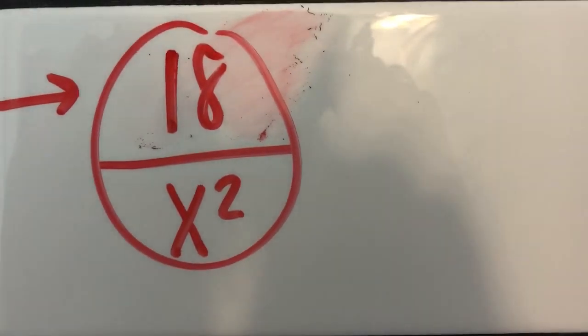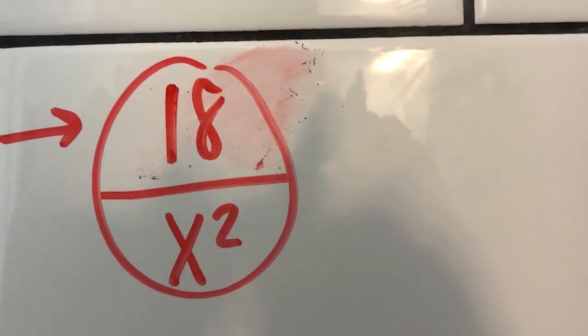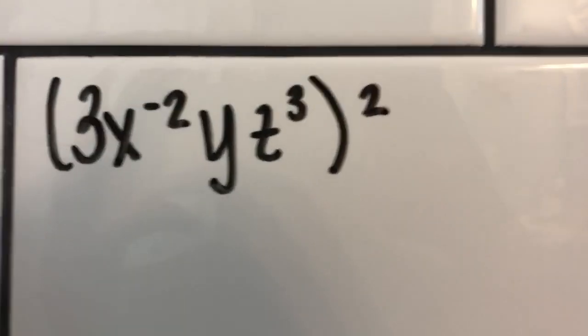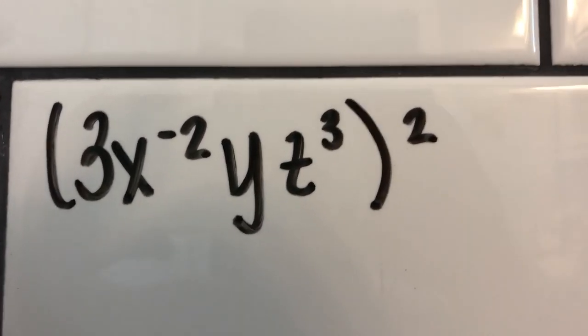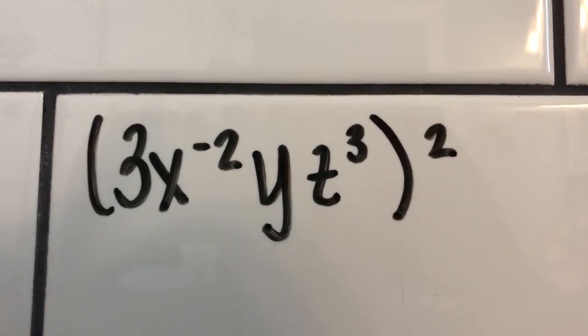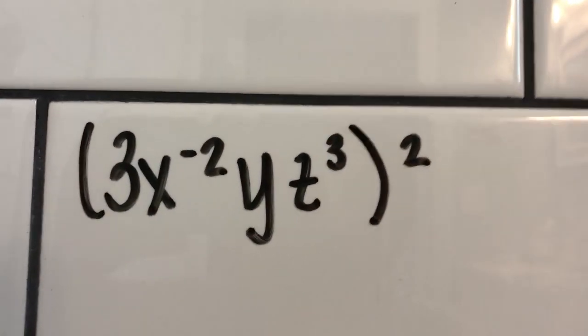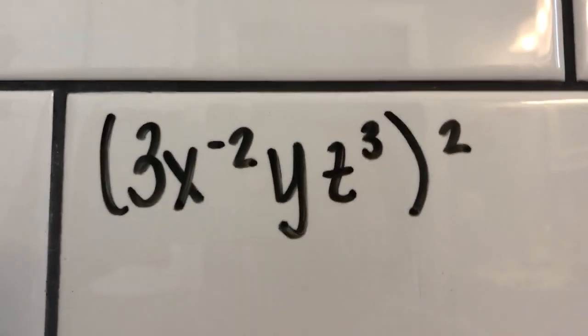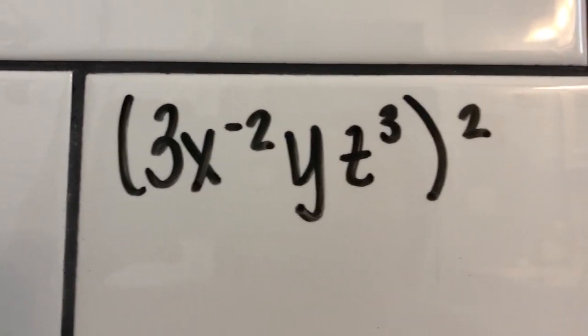So I'd have 18 over x squared for that one. All right, here we go for this one. This one, I have a parenthesis. I have 3x to the power of -2, y, z cubed, all to the power of 2. That's a lot. When I have parentheses with an exponent outside of it, I like to put that in first.